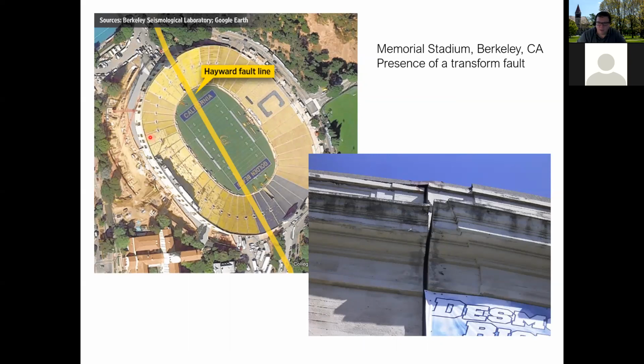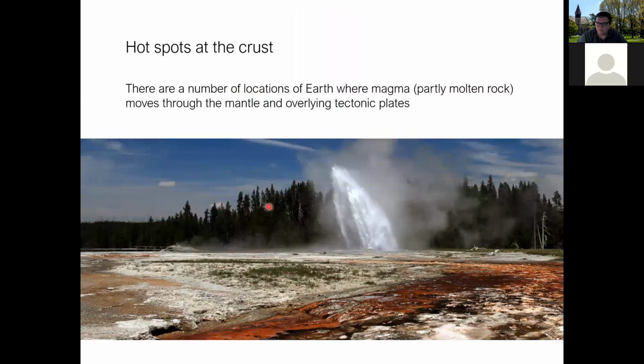If you're a football fan, you remember the Cal Stanford football game in the Memorial Stadium at Berkeley. There actually is a transform fault that runs right through the stadium, and you can see that the stadium, since it's been built, and I don't remember the year, has started to move past each other as the fault slowly creeps. So that building damage goes through the stadium, and it gives you a sense of the fact that these are ongoing processes that can influence human life from a geological hazard perspective.